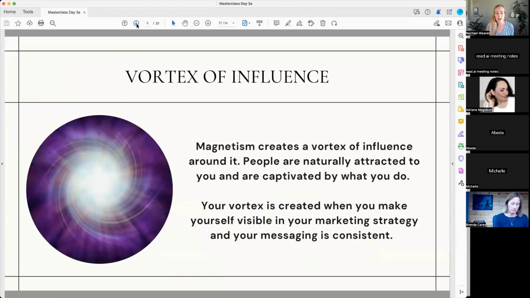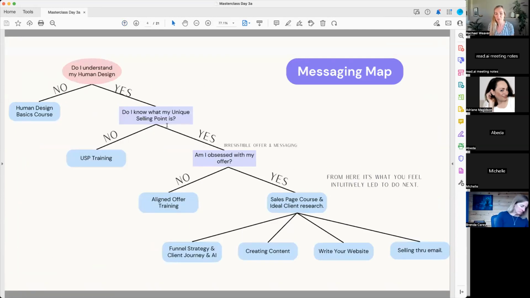Okay. So if we're talking about creating this vortex of influence, magnetism creates this vortex. And we've talked a little bit about that and what magnetism is, but people are naturally attracted to you and captivated by what you do when you are creating this vortex. Your vortex is created when you make yourself visible in your marketing strategy and your messaging is consistent. That's why it's so important to go back to these other things, your unique selling point, your offer, understanding who you are so you can keep your messaging consistent.